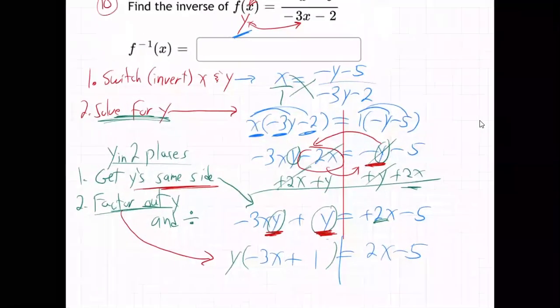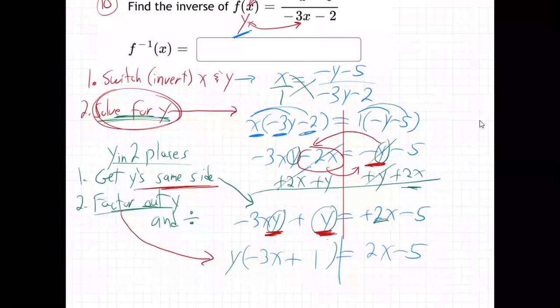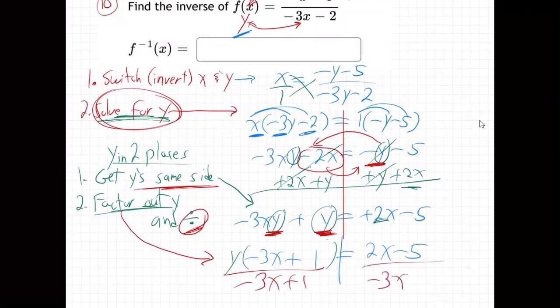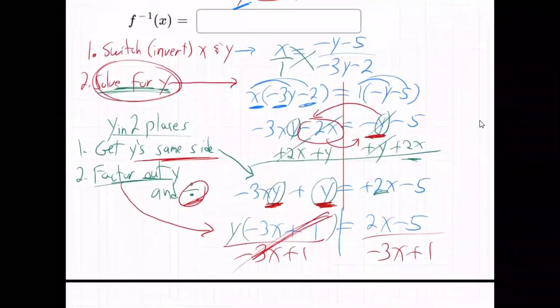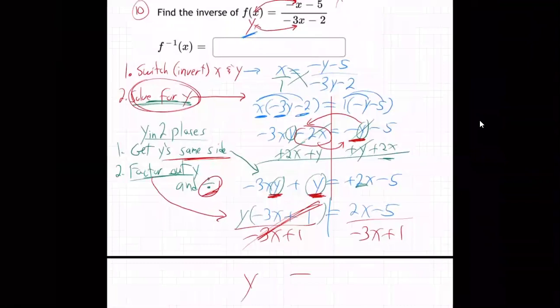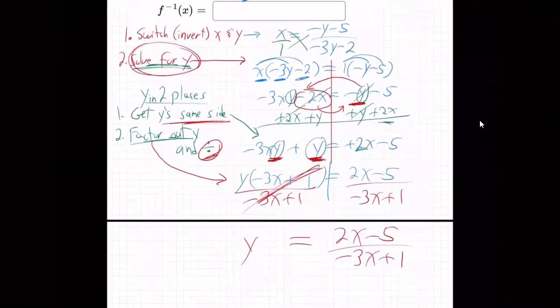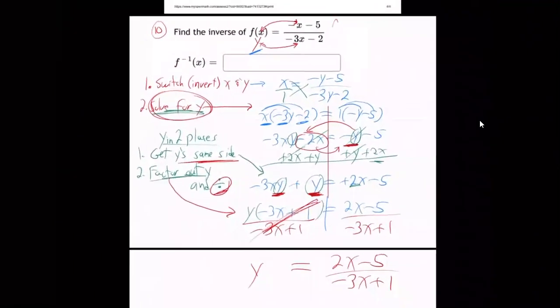Remember, I'm trying to solve for y here. This is all about solving for y. Now, can you see what you do? It just says, now you divide. So divide by the minus 3x plus 1. And these cancel. And so there it is. Y is alone. What does y equal? 2x minus 5 over minus 3x plus 1. Y is alone. So that's our answer.